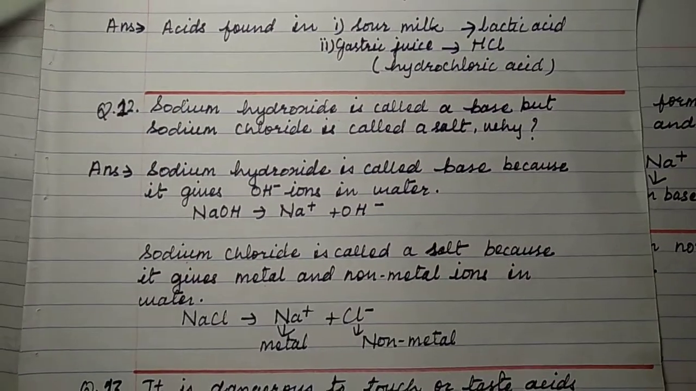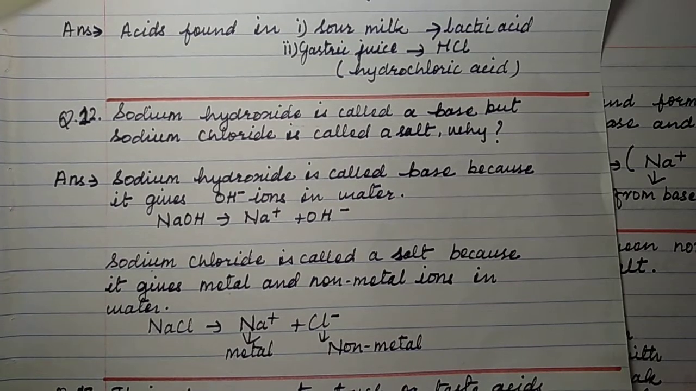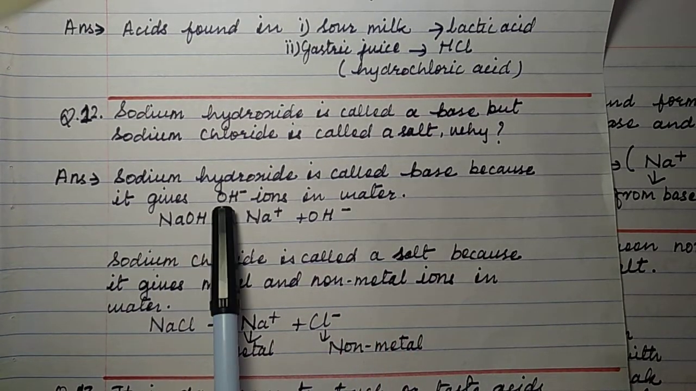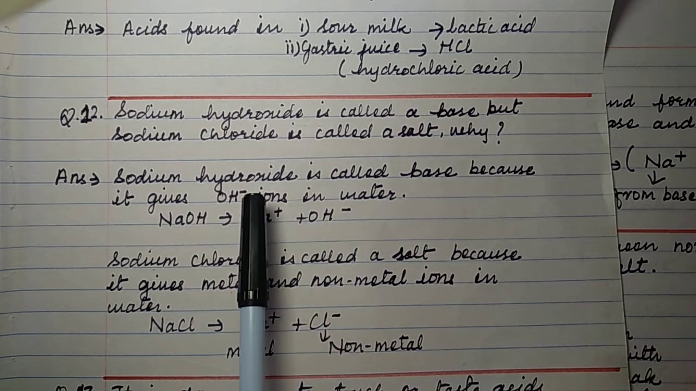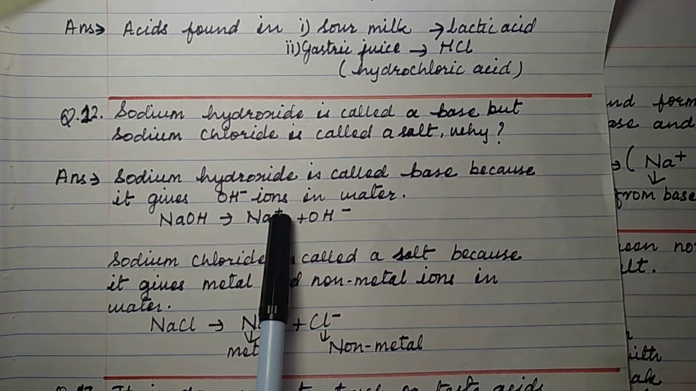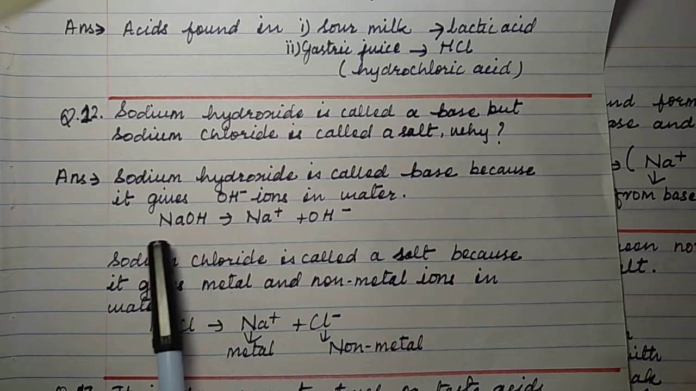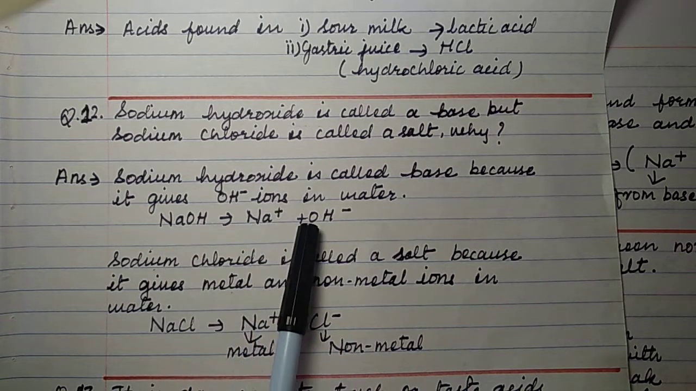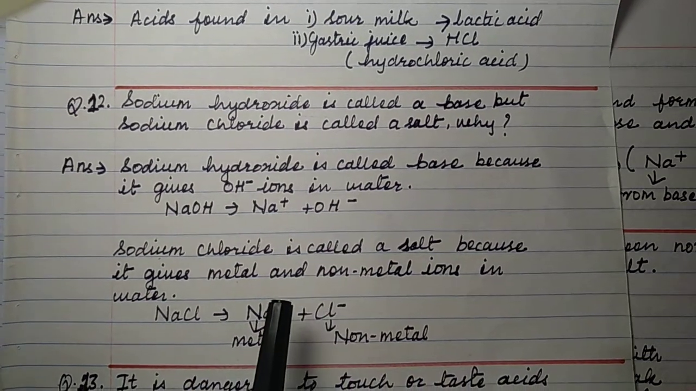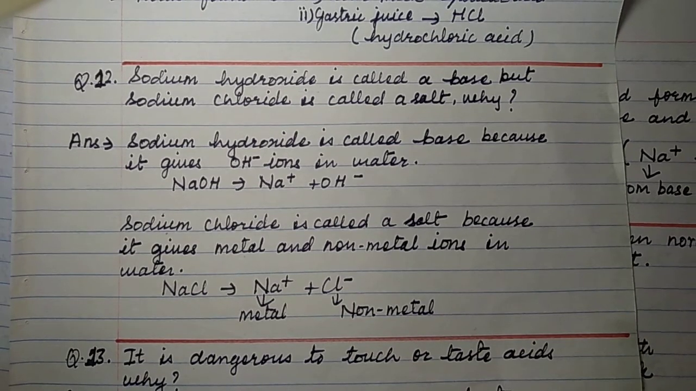Sodium hydroxide is called a base, but sodium chloride is called a salt. Why? Sodium hydroxide is called a base because it gives hydroxyl ions, OH minus ions, when dissolved in water. The chemical compound which gives OH minus ions in water is a base. Sodium hydroxide gives Na plus and OH minus ions. These hydroxyl ions are produced, that is why it is called a base.